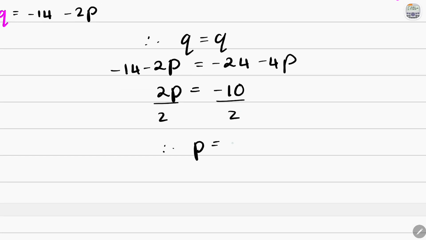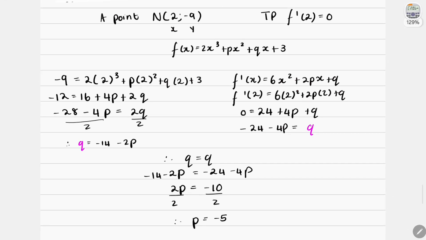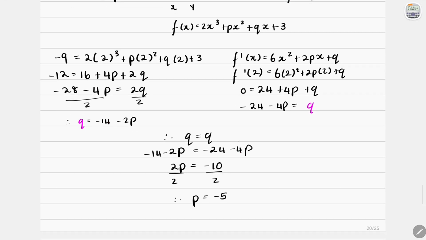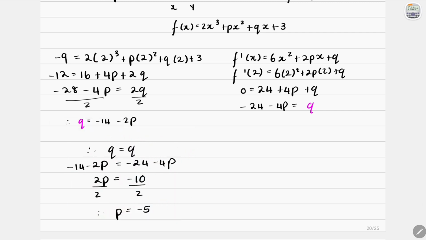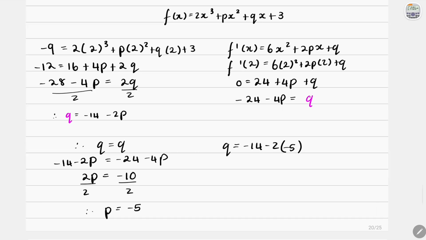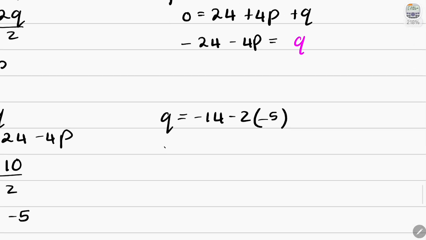Therefore, p equals -5. And now we found the value of p as -5, like they said it would be. So to find q, all you have to do is just take one of the equations of q. This one or this one is perfectly fine. And we'll just say q equals negative 14 minus 2, and in place of p, substitute your p-value of negative 5. And that gives us positive 10.